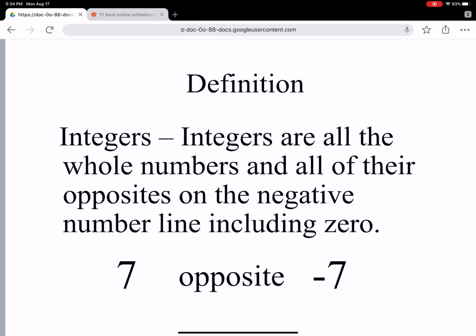Negative 3 halves. Is 3 halves a whole number? No, 3 halves is not a whole number. So 3 halves is not an integer. Okay? It has to be a whole number. If it's not a whole number, it is not an integer. And in this case, we also include 0. So any whole number, including 0, is an integer.